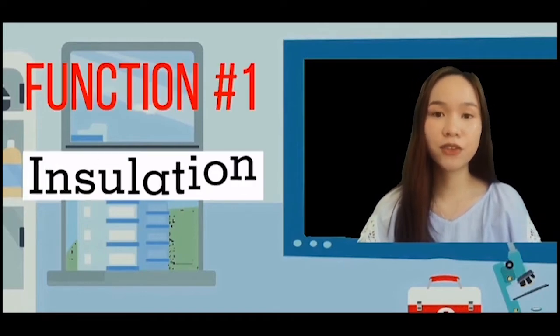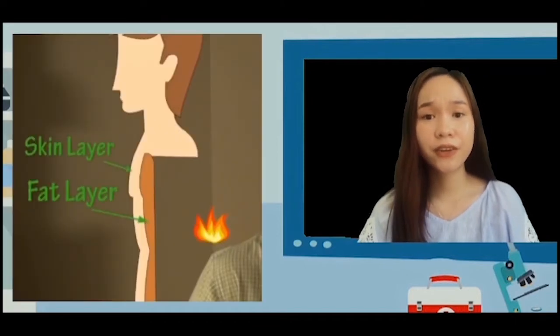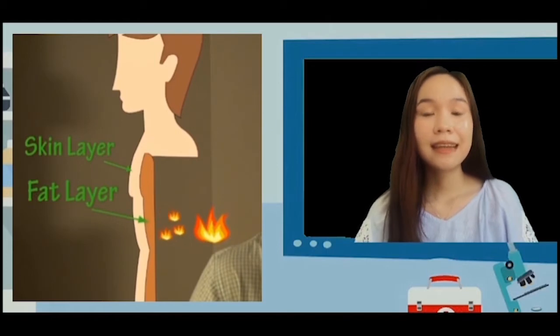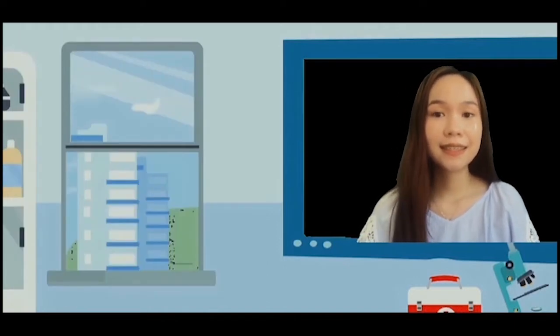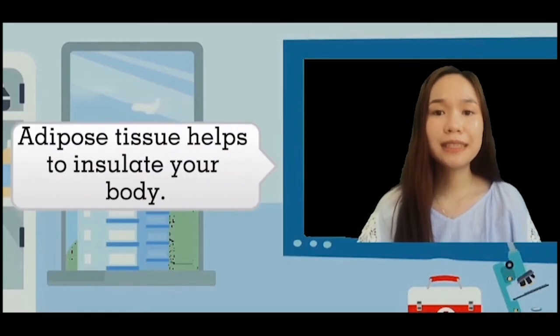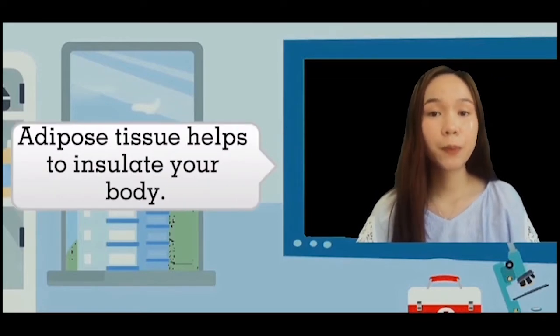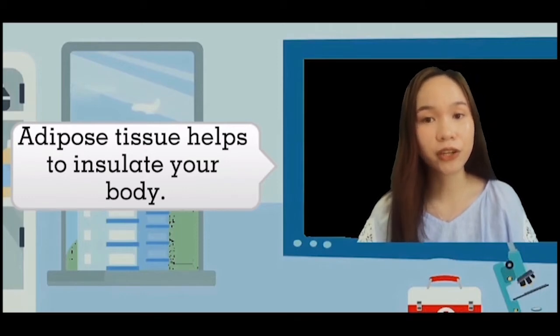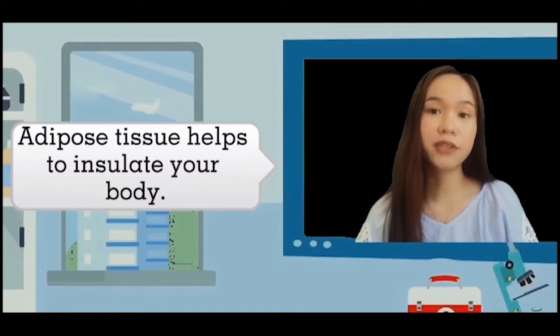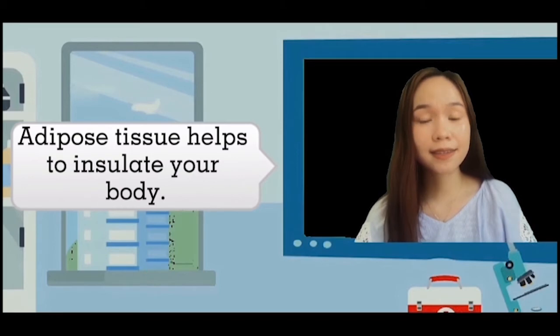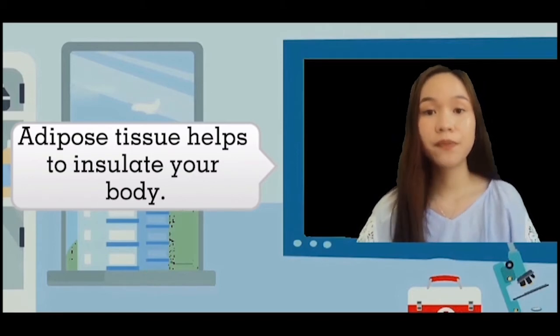Now, what are the uses or functions of fats in the body? The first function of fat is insulation. There is a thin layer of fat underneath the skin that helps the body maintain the proper temperature. This thin layer of fat is the adipose tissue. Adipose tissue helps to insulate your body. This heat insulation keeps your body warm when you are exposed to cold temperatures. This layer also protects the inner core from extreme temperature changes.